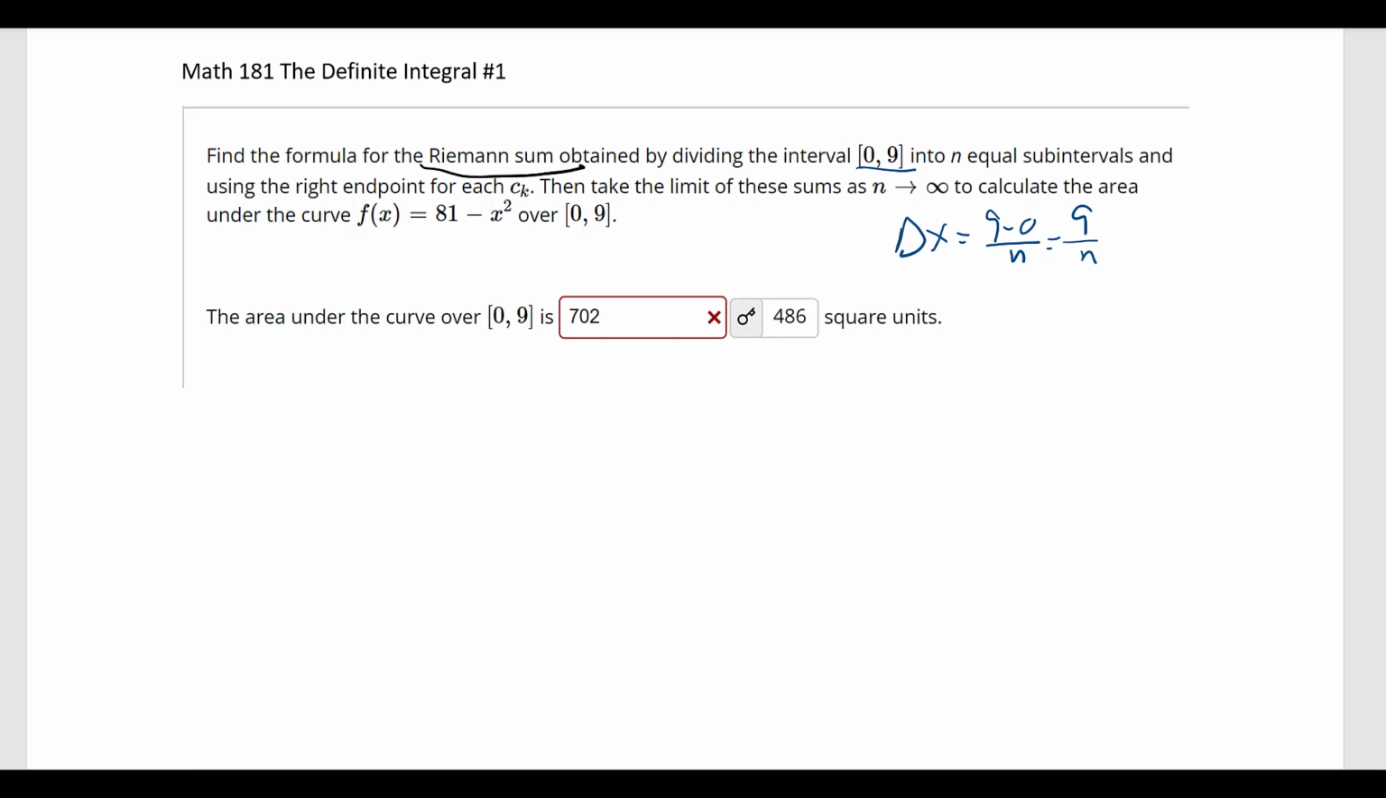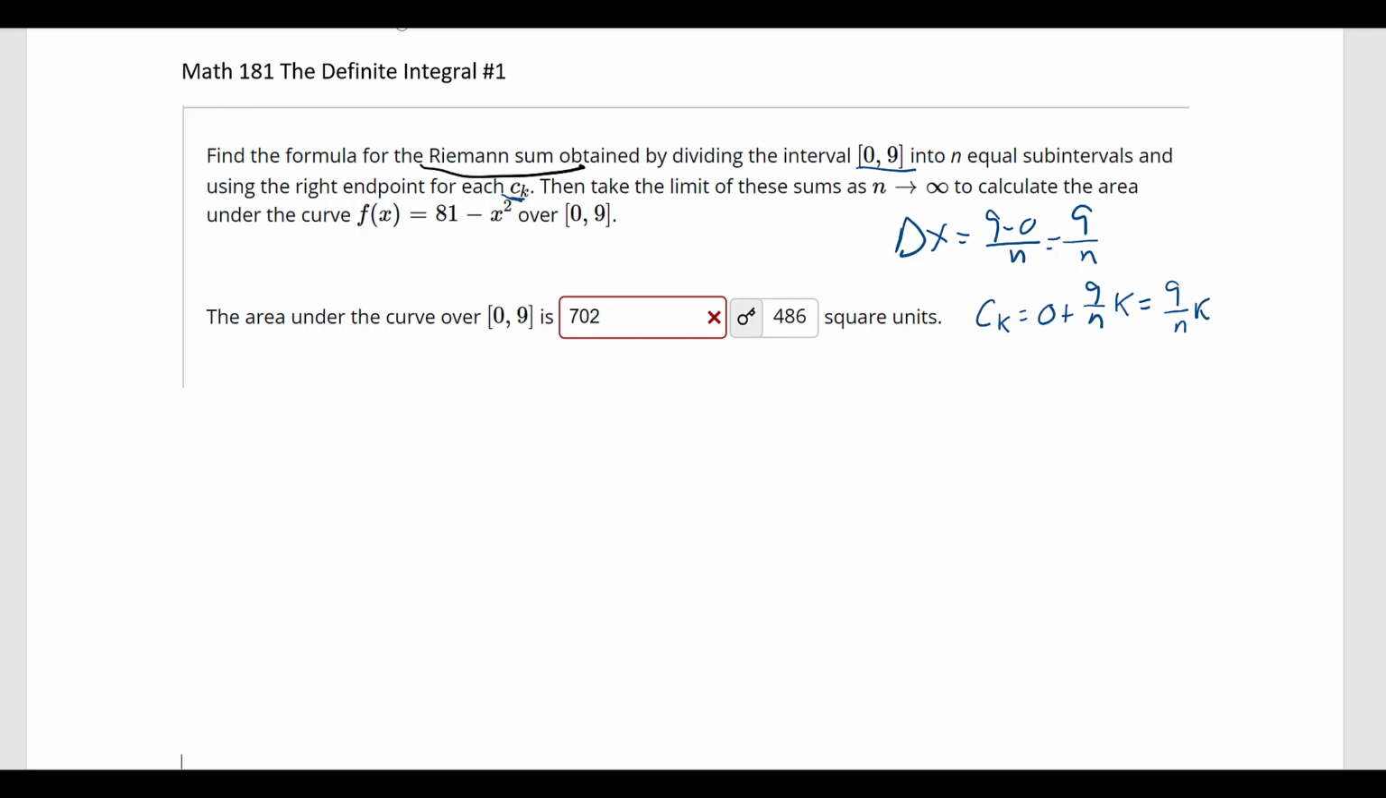And we're going to be using the right endpoints for each c sub k. So that's going to be c sub k equals 0 plus 9 over n times k. So that's just going to be 9 over n k.